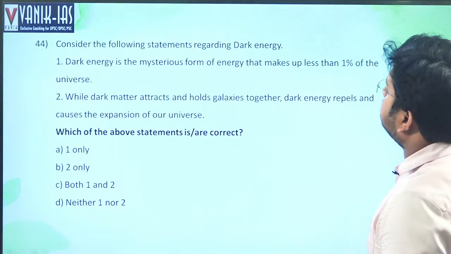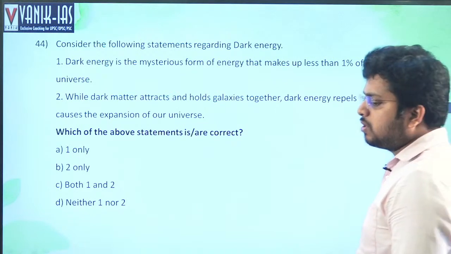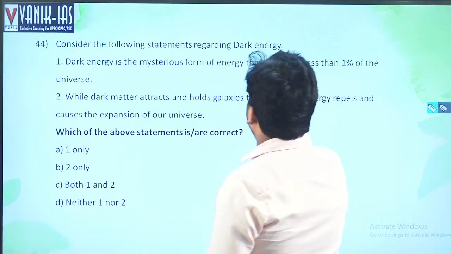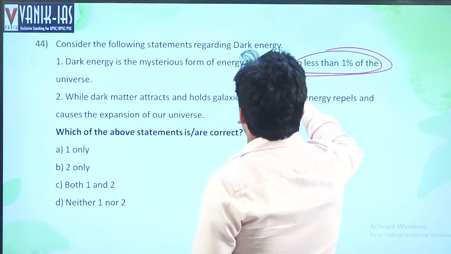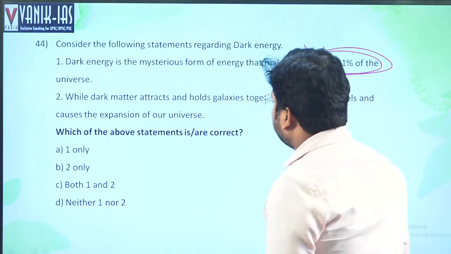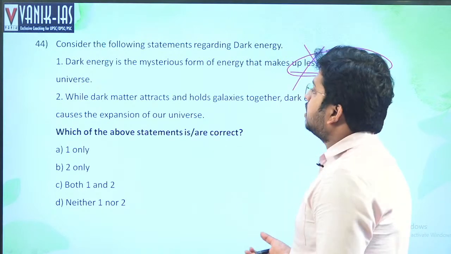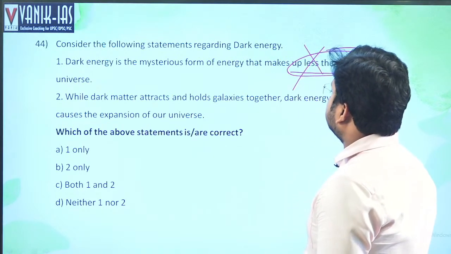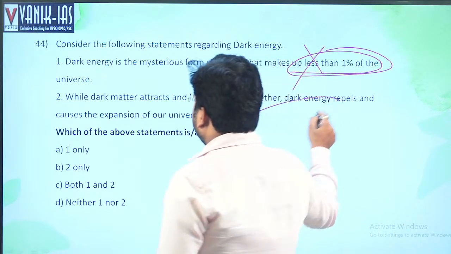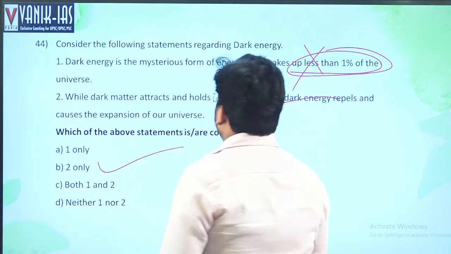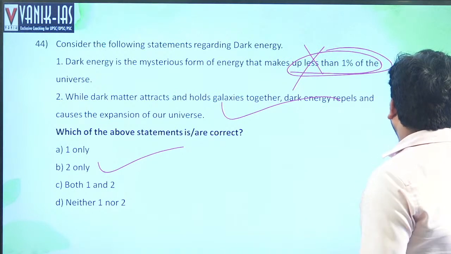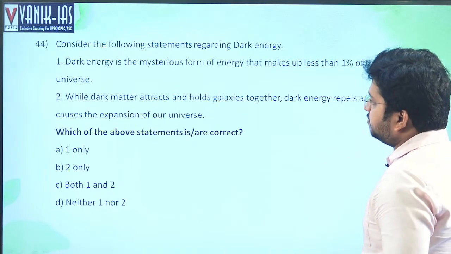Next, consider the following statements regarding dark energy. What is dark energy? Dark energy is a mysterious form of energy that makes up less than 1% of the universe. No, this is not less than. Around 99% of our universe is dark energy, which means that part of the universe is not explored. While dark matter attracts and holds galaxies together, dark energy repels and causes expansion of our universe. Yes, this is right. Dark energy causes expansion of our universe. So 2 only is the answer. Dark energy and dark matter are those areas of energy and matter which are not explored by human science.